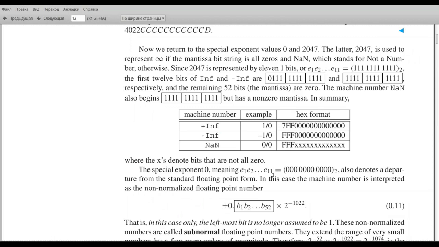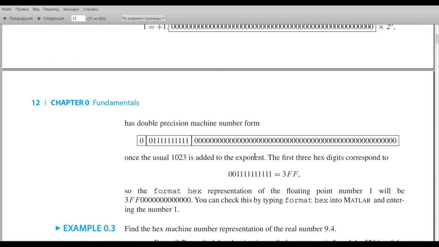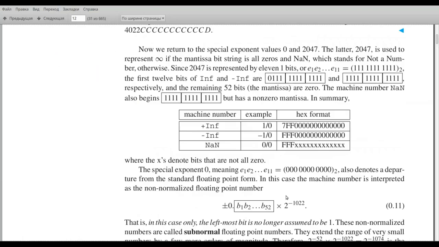But if you try to compute something, the result of which is not defined, the computer will give you NaN, or in other words, not a number. And not a number will essentially contain all ones in the first 3 bytes. So it means that the sign will be 1, and all these will contain ones as well. So essentially, if you have all ones in the first bytes, as a result, it is not a number.